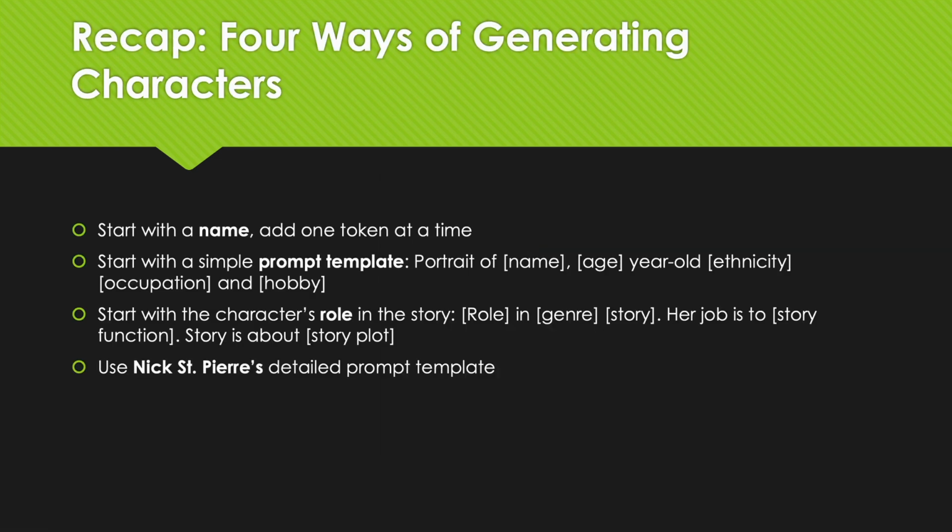So let's just recap the 4 ways of generating characters. You can start with a name and then add 1 token at a time. That's the first way. The second way is to start with a simple prompt template, which is portrait of name, age-year-old, ethnicity, occupation, and hobby. The third way is to start with the character's role in the story and just describe what their role is and what the story is about. And then the fourth way is to use Nick St. Pierre's detailed prompt template. So try one of those, try all of those, try at least one before you go on to the next session, and I'll see you in the next video.